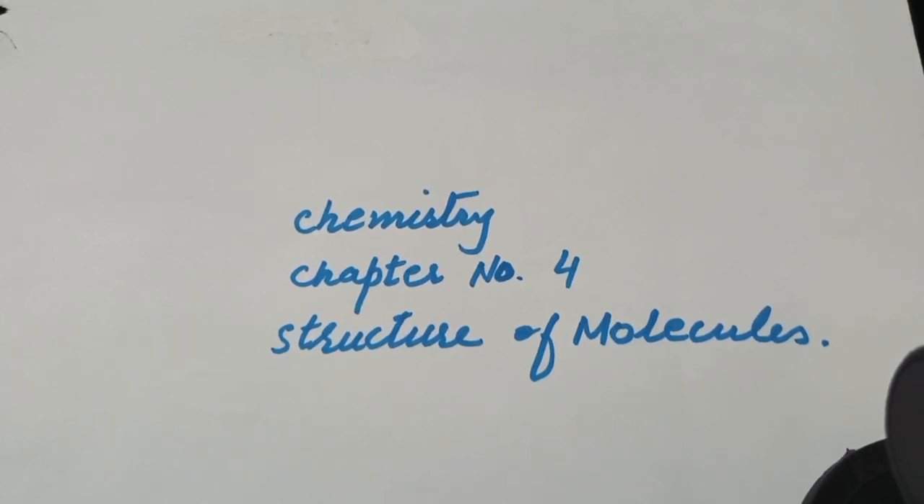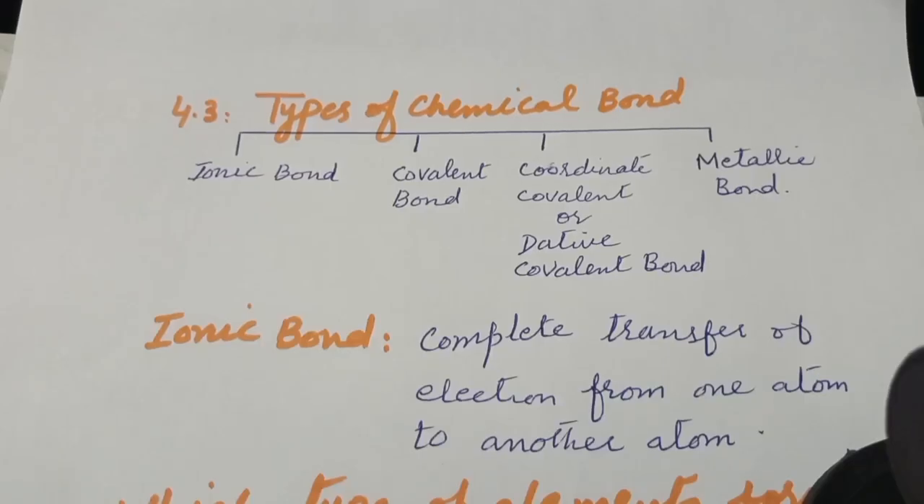We are studying the structure of molecules in chapter number 4. Today our topic of discussion is types of chemical bond. Before we start this topic, I will explain here the different types of electrons.